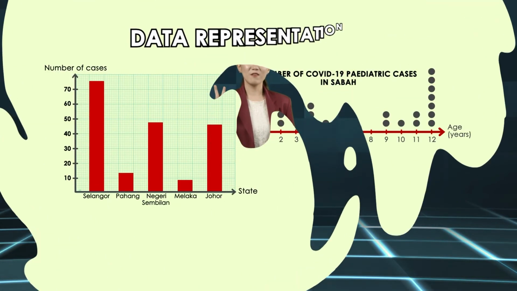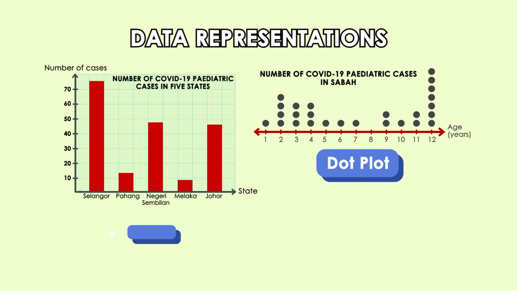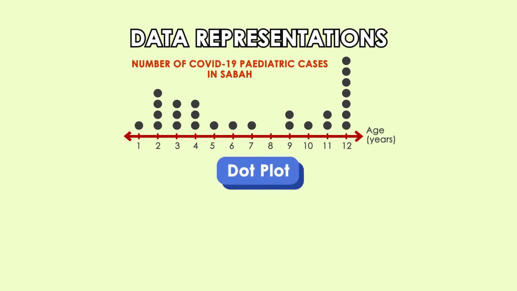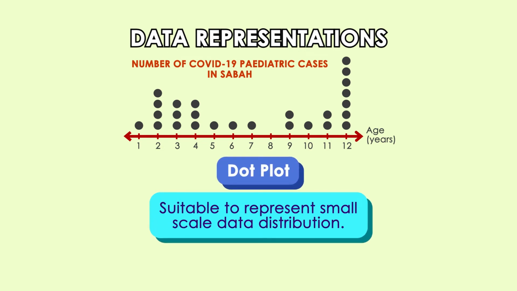Boys and girls, we have now constructed 2 types of data representation, the dot plot and the bar charts. What is the difference between the data set that we constructed using a dot plot and the data set that we constructed using a bar chart? Excellent! Dot plot is suitable to represent small-scale data distribution. It is not suitable to use dot plot to represent a large-scale data set as it is time-consuming, and when used for a large data set, the dot plot will become overcrowded, making it difficult to read.